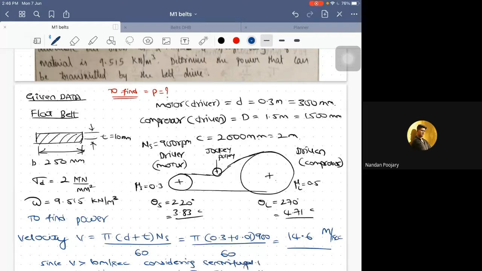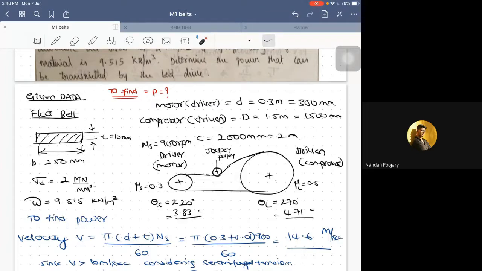tension. I told you in any problems in the belts, two important conditions, two important decisions you have to make. One is whether you have to consider centrifugal tension or not. Second condition is where you decide whether to work on the motor pulley or on the compressor pulley, as in this case, which pulley to be considered to work upon to calculate the power. Whether I should consider the driver or a smaller pulley, or should I consider a driven or a larger pulley? Which one to consider? How do you make this decision?